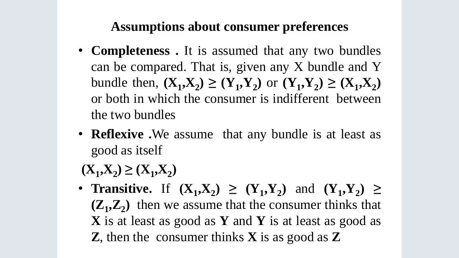Question: if we're comparing the X bundle and the Y bundle with the assumption of completeness, do we measure the size or something, or what is it? No, it's not the size. It is the satisfaction. We talk about the preferences in terms of satisfaction. So if you can derive more satisfaction from X1, X2, and less from Y1 and Y2, then you will prefer the bundle that gives you the maximum satisfaction. Yeah, we talk in terms of satisfaction.